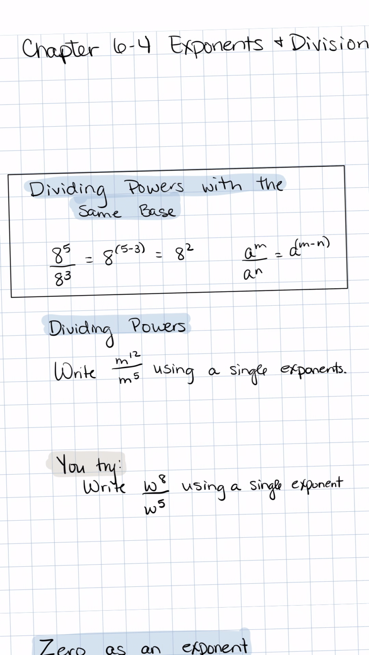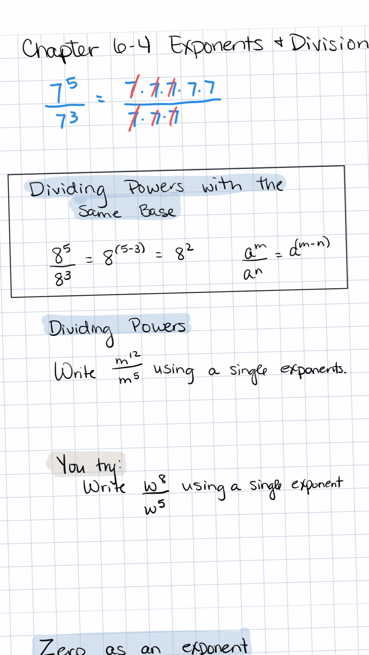So you can divide powers with the same base by writing all the factors. So if we had 7 to the 5th power divided by 7 to the 3rd power, it's like saying this: 7 times 7 times 7 times 7 times 7 divided by 7 times 7 times 7. So we can go ahead and cross out. If we cross out this one on top, we cross that on the bottom.